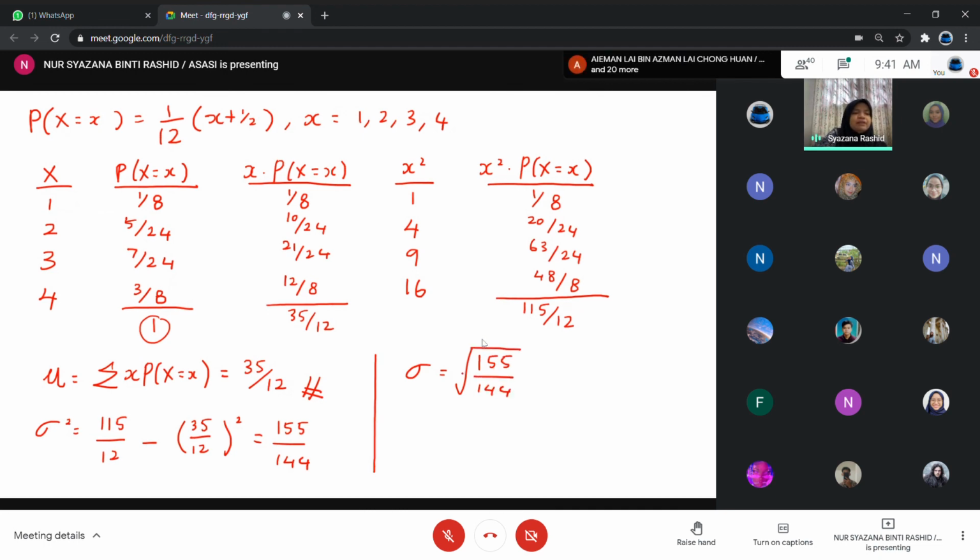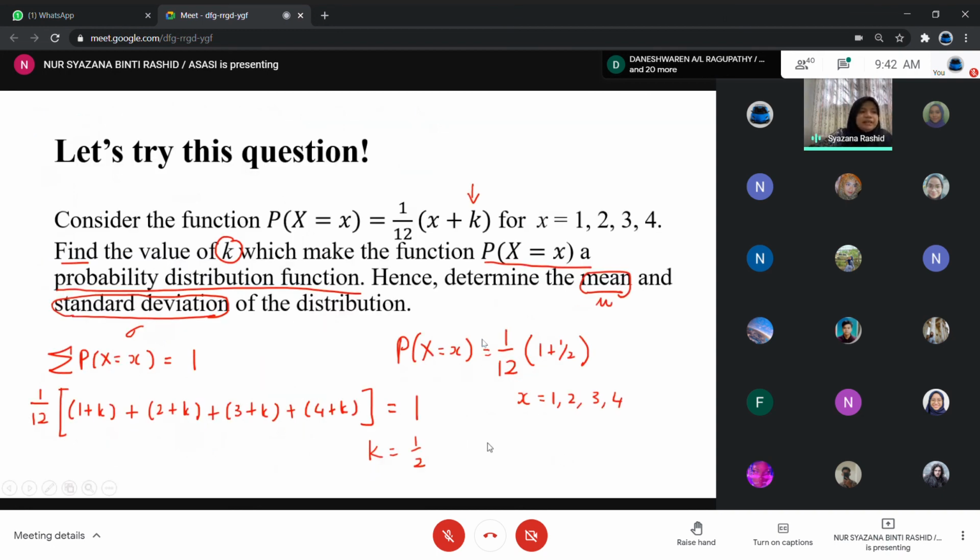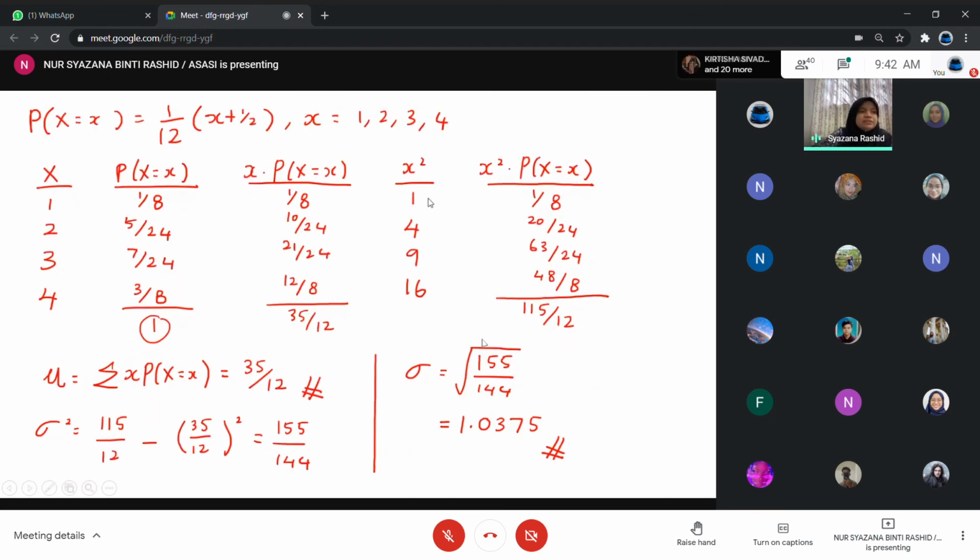Okay, you can write the value for sigma in decimal places. 1.037. 1.0375. Okay. So that's all. So we already have all the answer. Show finding K. Okay, finding K. Okay, construct table. So this table we'll use it to find mu and also sigma. Okay. That's all from me for today.